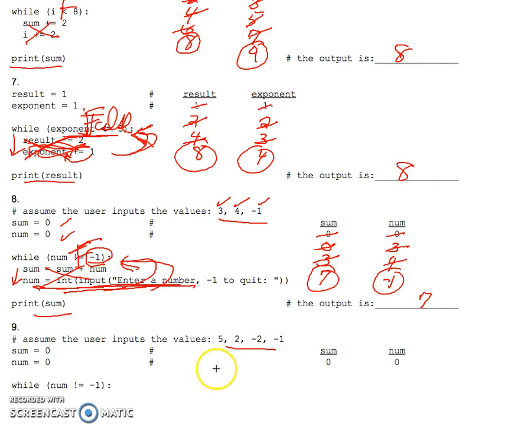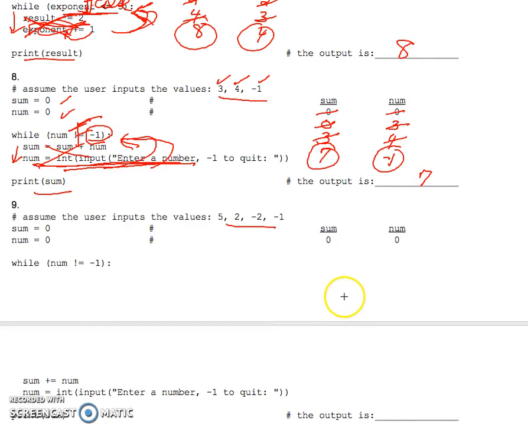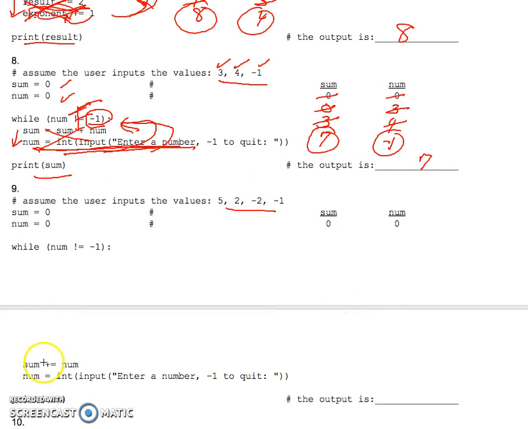Number 9, here are the user's inputs. It's split over this page, sorry about that. Okay, sum plus equals num. Well, we take num and add it to sum. 0 plus 0 is 0. This time the user enters a 5 for the first time. So the 5 plugs in here for num.